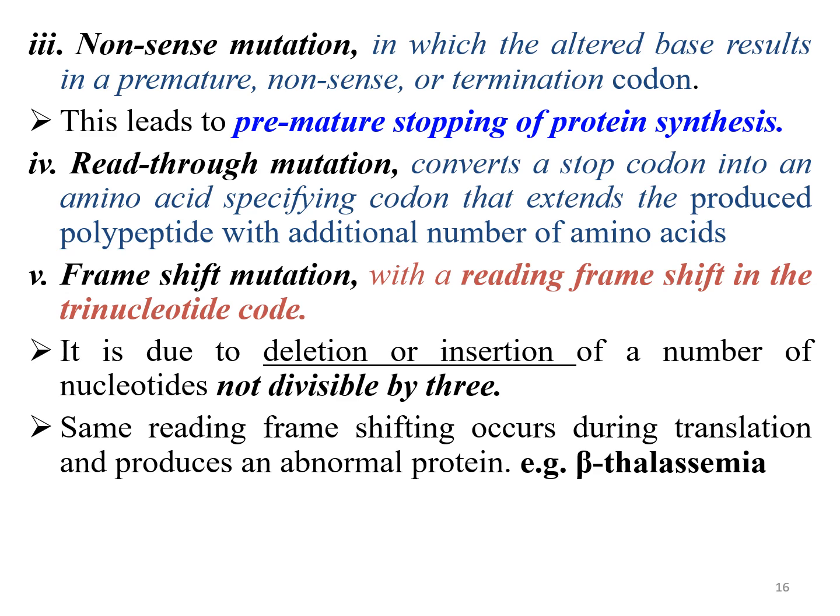So any mutation associated with deletion or insertion of a number of nucleotides that is not divisible by 3 is known as frame shift mutation. Here the reading frame shifts during translation and produces an abnormal protein. For example, beta thalassemia can be a disease associated with this frame shift mutation. Therefore, these four are the effects of point mutation.